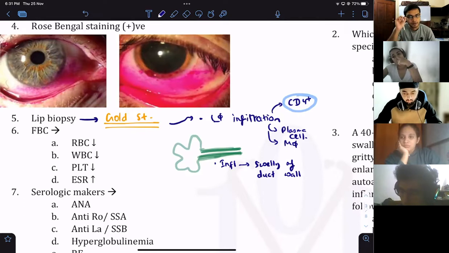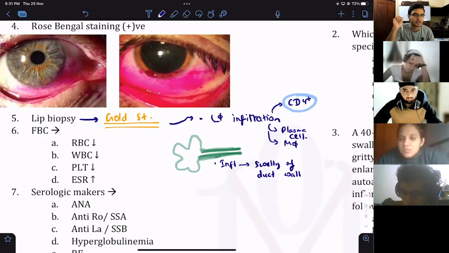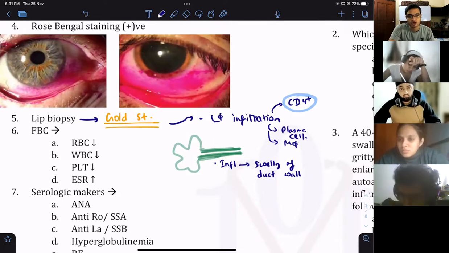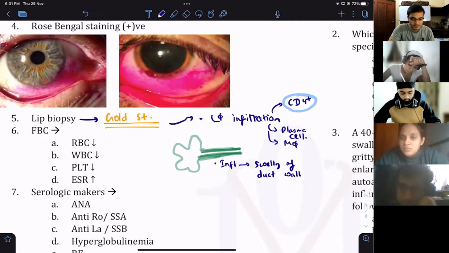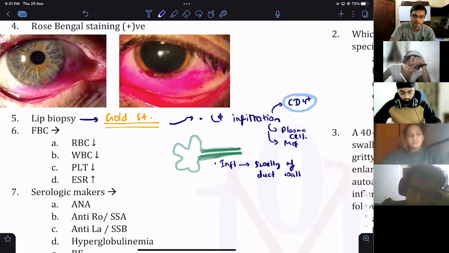Then, so that is the gold standard. Don't forget that is the most diagnostic. But it is usually not the first test that we do, guys, because it's a biopsy. More than that, we can do something like a Schirmer's test, right? We'll see. I will teach these with the questions.